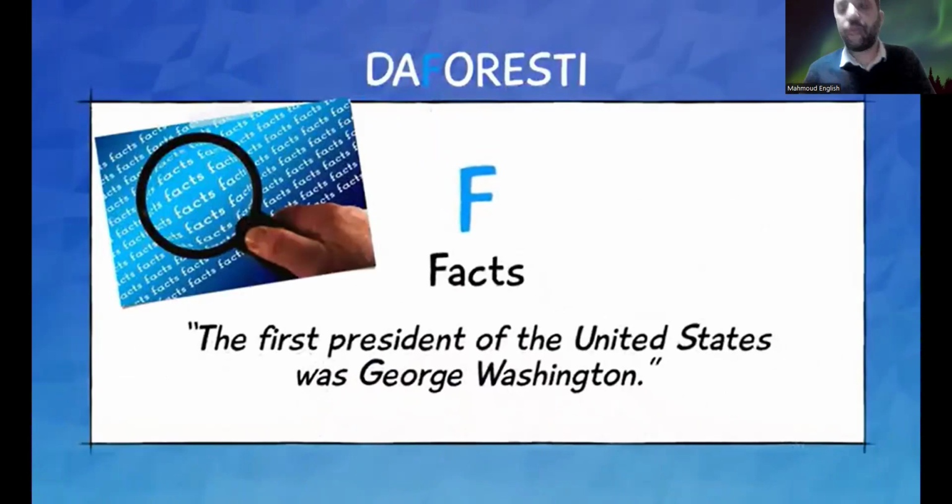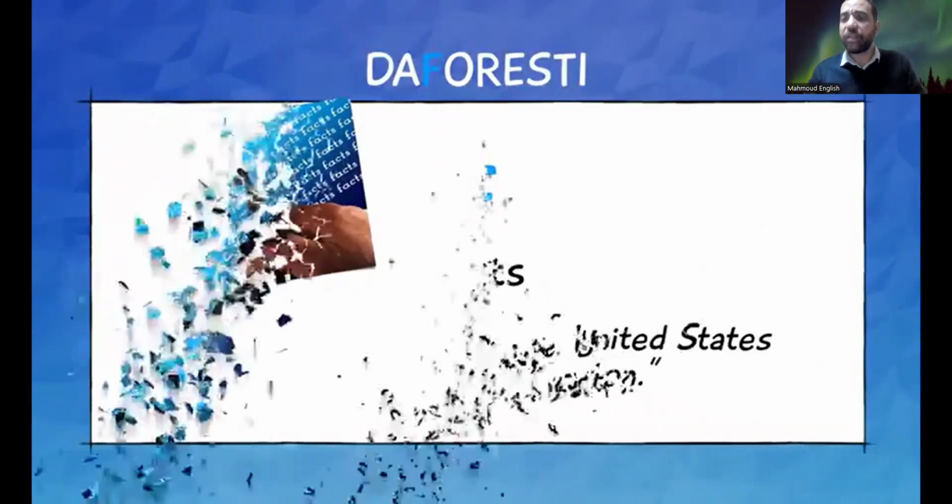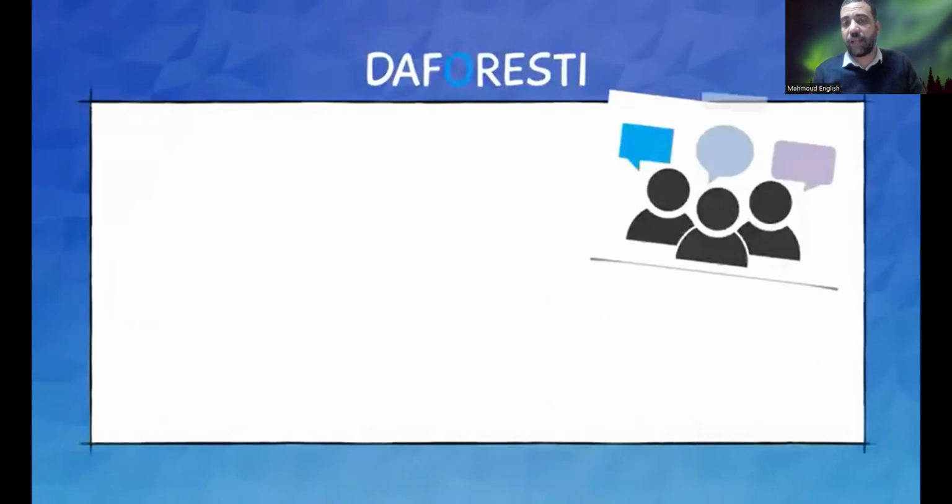This is A, and F for facts. Facts or figurative language. I will just give him facts. For example, the first president of the United States was George Washington. So this is a fact.